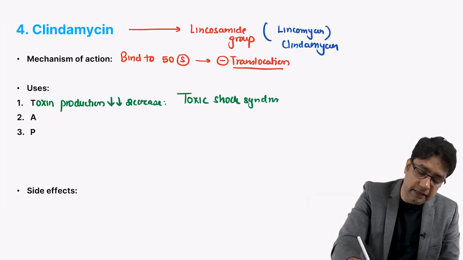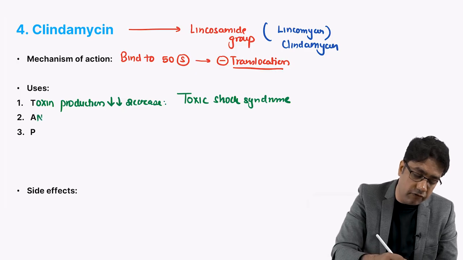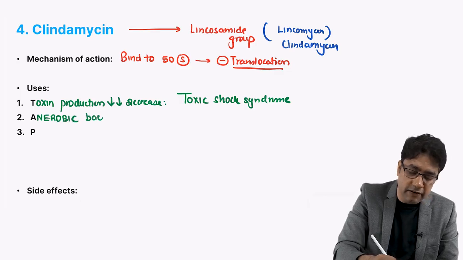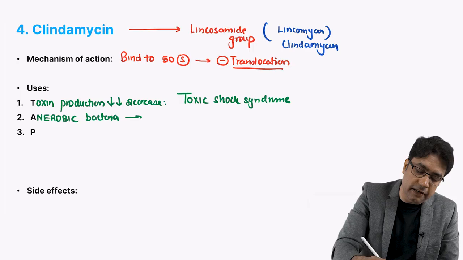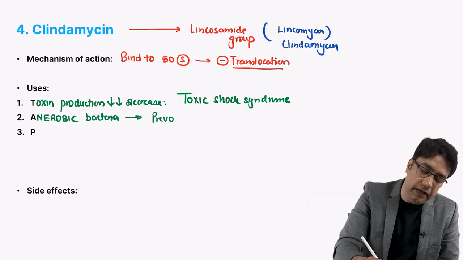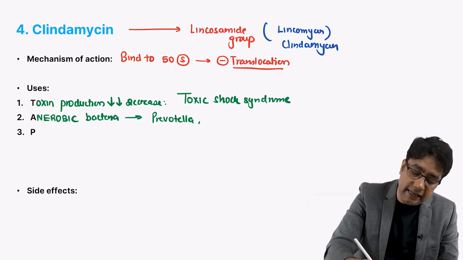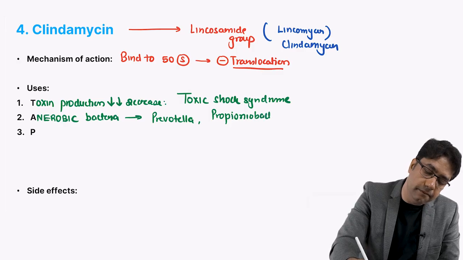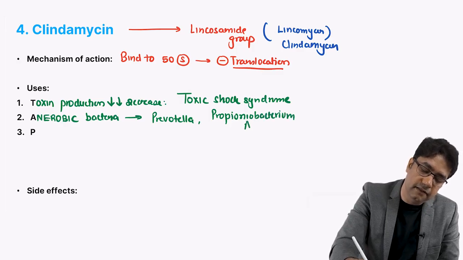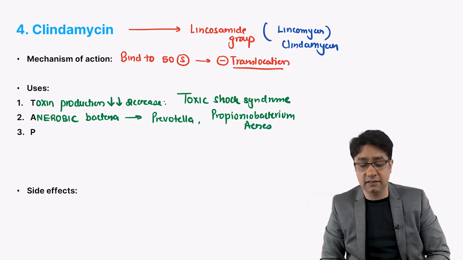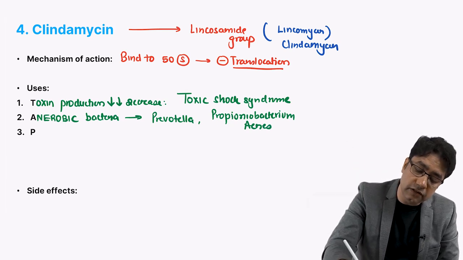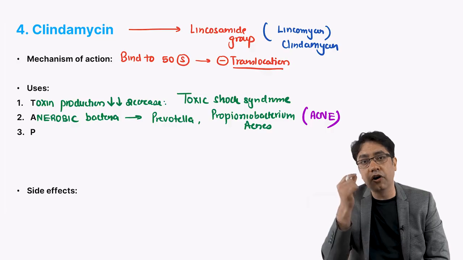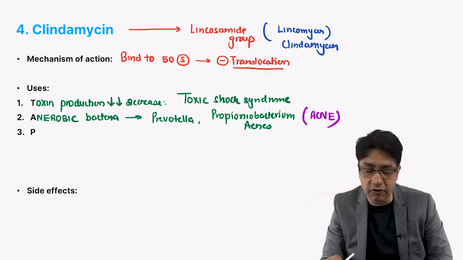Second point with clindamycin is it is a very good drug for anaerobic bacteria. Anaerobic bacteria, very good drug, especially for one anaerobe, Prevotella. And second anaerobic bacteria is Propionibacterium acnes. Sir, I am writing a word acnes. Can you tell me this bacteria causes which disease? Yes, it causes acne. So we can give oral or topical creams of clindamycin for acne.